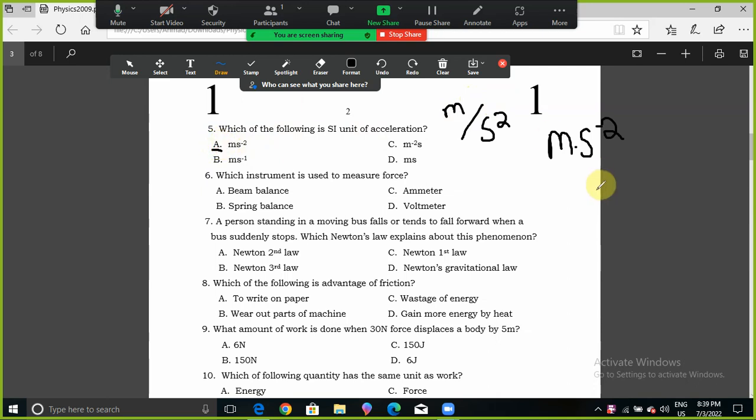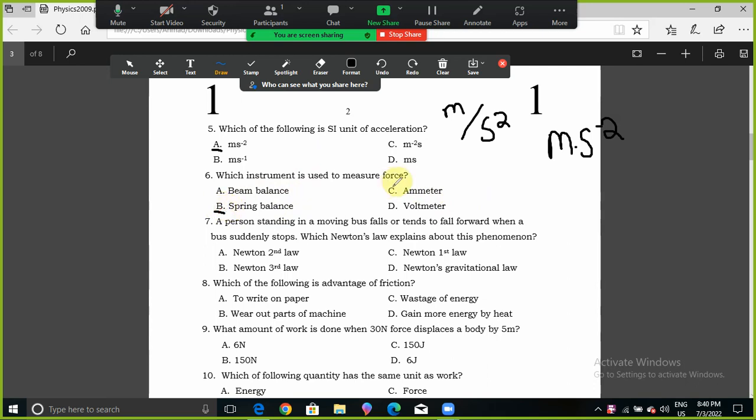Okay, now question number 6. Which instrument is used to measure force? Let's see one by one. First of all, we have beam balance. No, beam balance is an instrument to measure mass. And we have here spring balance, ammeter and voltmeter. Ammeter is the instrument to measure current, and voltmeter is used to measure volt. But spring balance is the instrument to measure force. So B is the correct answer for question number 6.